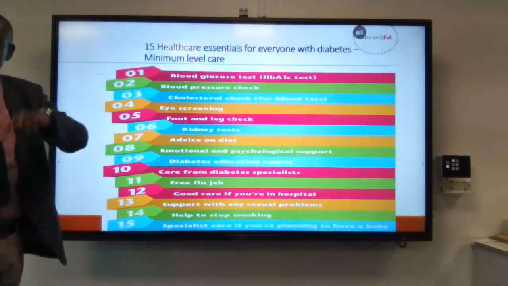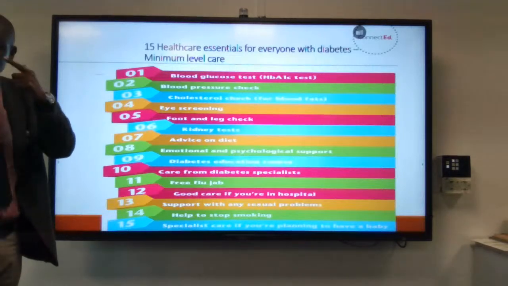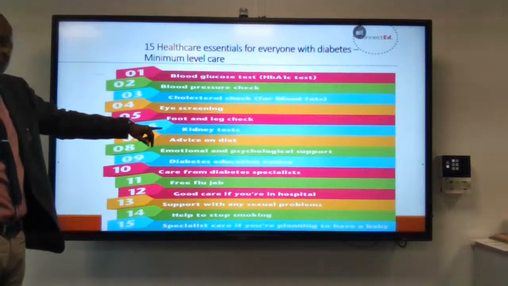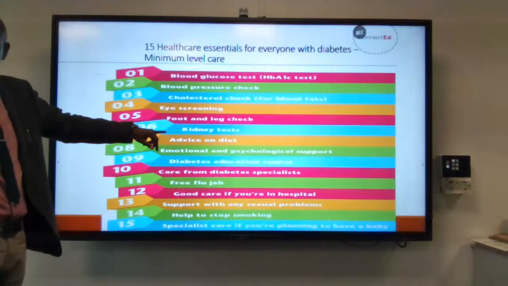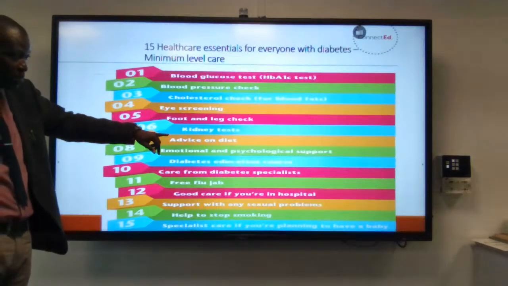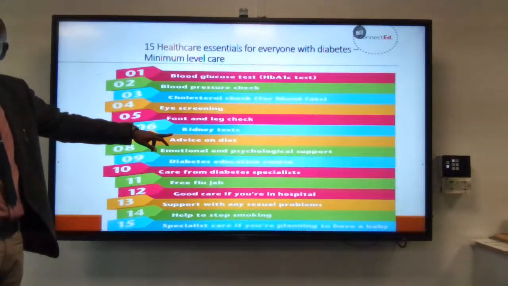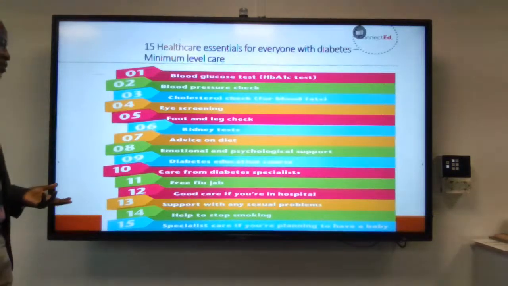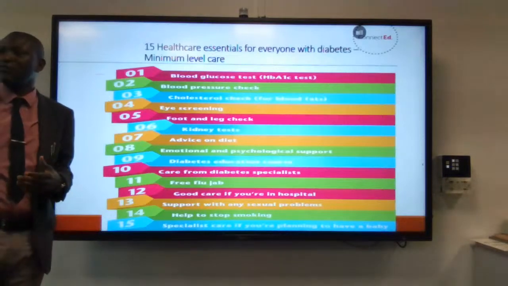Eye screening, because of the damage that it can cause to the eye, with annual checking. Foot and leg check, because of foot care, and you tell them not to walk barefoot. Kidney function test, advice on diet, and emotional support, because it's a long-term condition and people feel frustrated, tired, all those kinds of things.